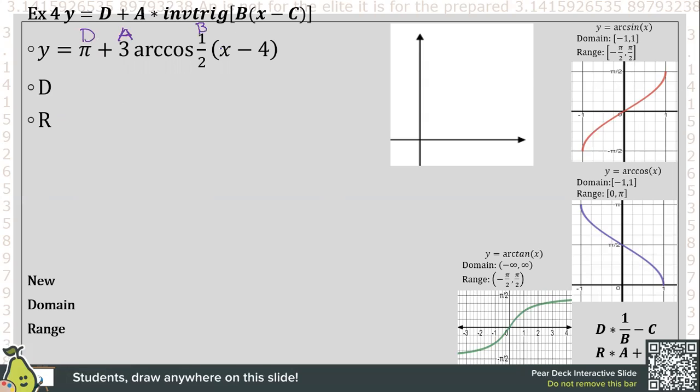This right here is horizontal compression or stretch. And this right here is horizontal shift. Okay, so what I want you to know is that for this arc cosine, and I believe I did this one already in our notes, but for this one, go ahead and find out what the domain is.